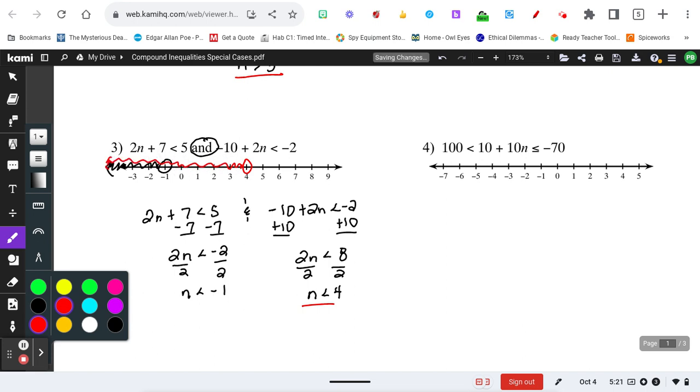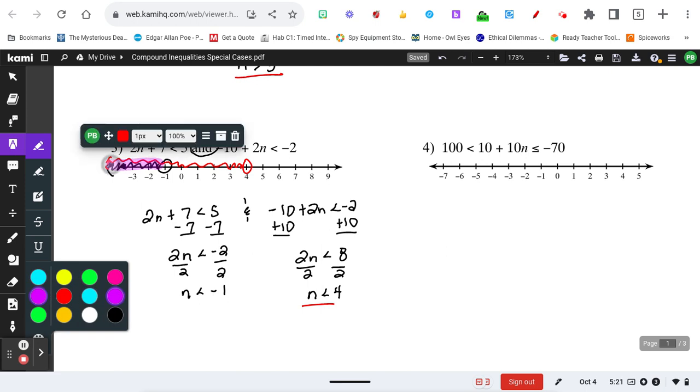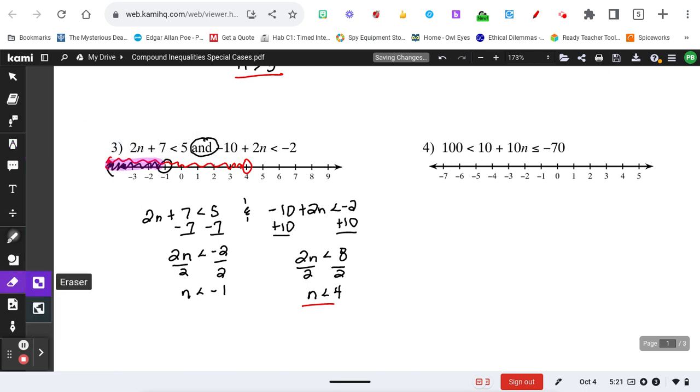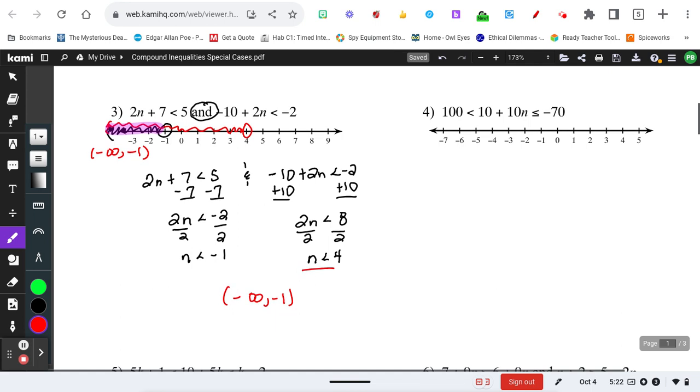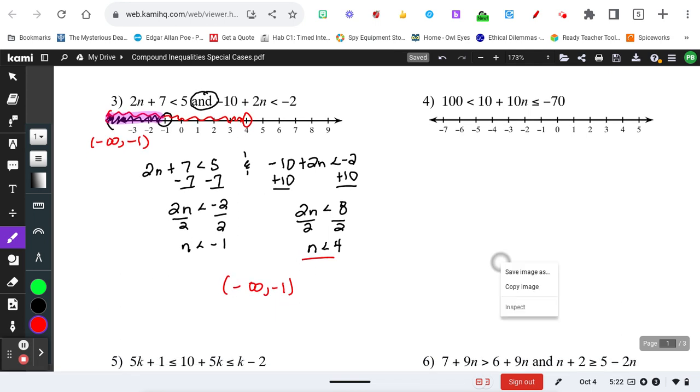Okay, these are overlapping. I got the red and the black. They are overlapping on this tail end, okay? So if I want to write this in terms of interval notation, it's negative infinity, I'm just writing the part where they overlap, to -1. Okay, let's take a look at 4. If you don't understand something, pause the video, okay? Just raise your hand and ask me.